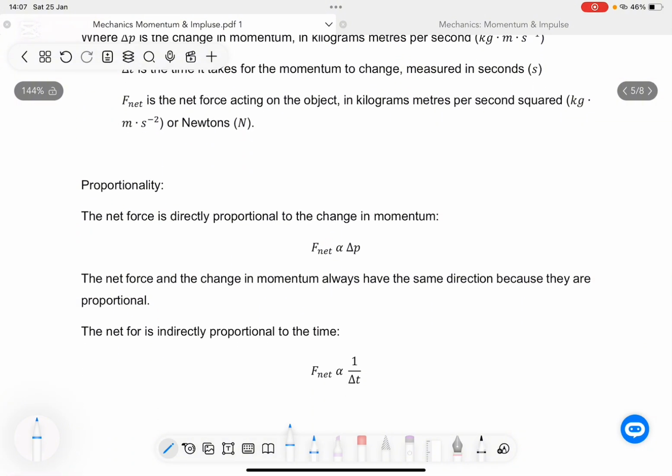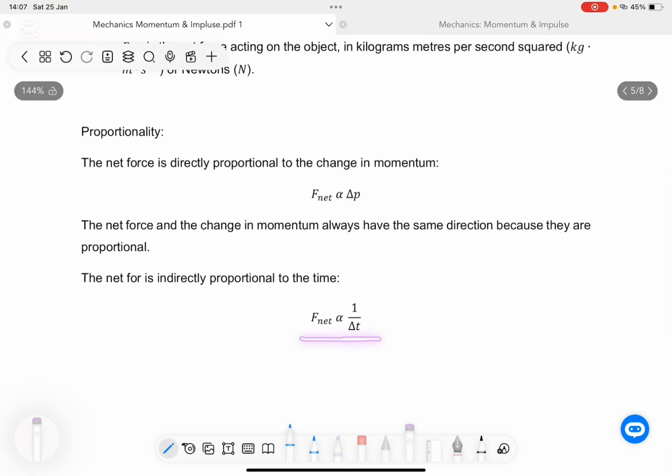The last component that I want to talk about that we see from this new formula of Newton's second law is that the net force is directly proportional to the change in momentum. This would mean that if the change in momentum increases, the net force should also increase by the same proportion. If the change in momentum were to decrease, the net force should also decrease by the same proportion as well. And also, the net force is inversely proportional to the time. So when the time increases, when it takes longer for an object to change its motion, the force would be small. And vice versa, when it takes a short time, the time decreases, the net force should actually become larger. We're going to experience a bigger force.